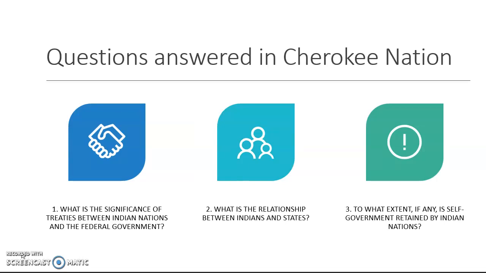So here are some questions that are answered within the Supreme Court decision and why it plays a foundational role in federal Indian law today. So the first question is, what is the significance of treaties between Indian nations and the federal government? The second question, what is the relationship between Indians and states? And finally, to what extent, if any, is self-government retained by Indian nations?